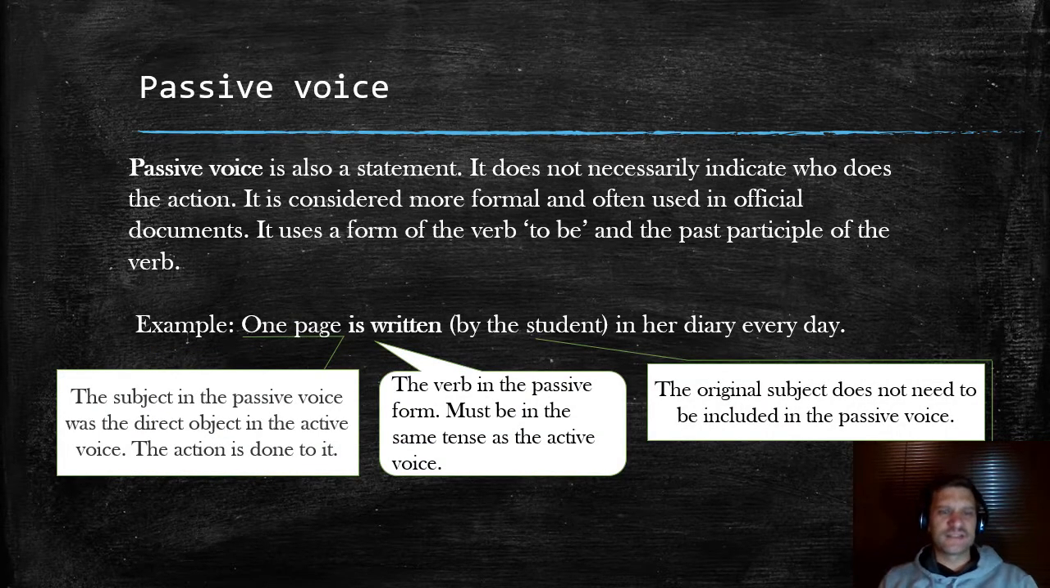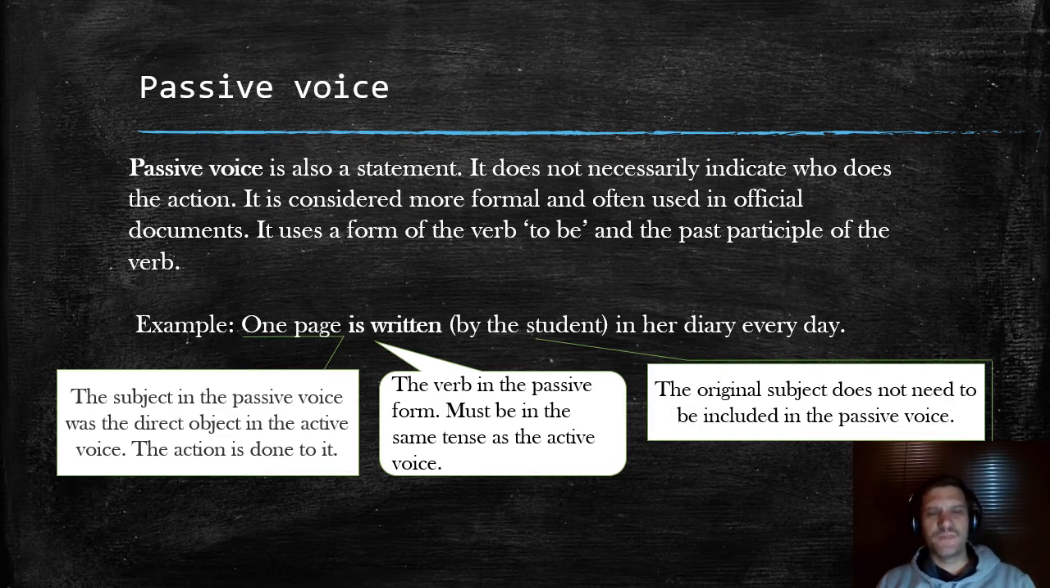Another way of writing a statement is using the passive voice. In the passive voice, we do not necessarily indicate who does the action. It is often considered more formal and it is used in official documents. The verb to be is used as well as the past participle. When writing the sentence, look at the example. 1 page is written by the student in her diary every day.